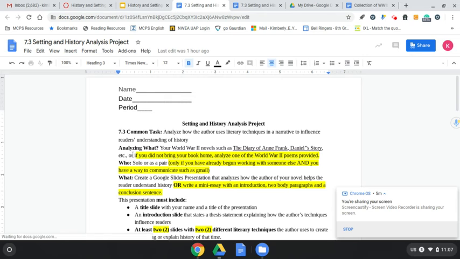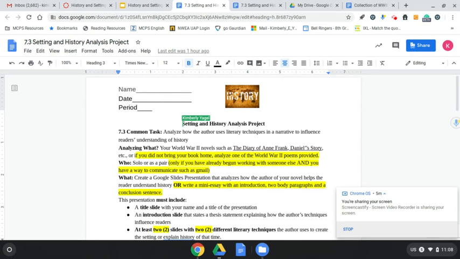What are you analyzing? Like I said, if you brought your book home, like The Diary of Anne Frank or Daniel's Story, you're going to be analyzing those books. Now, if you didn't bring your book home, or if you're like, Miss Yeagle, I didn't read a whole lot of that book, I don't feel like I could create a presentation about this, then what you're going to do is analyze one of the World War II poems that I've provided for you.